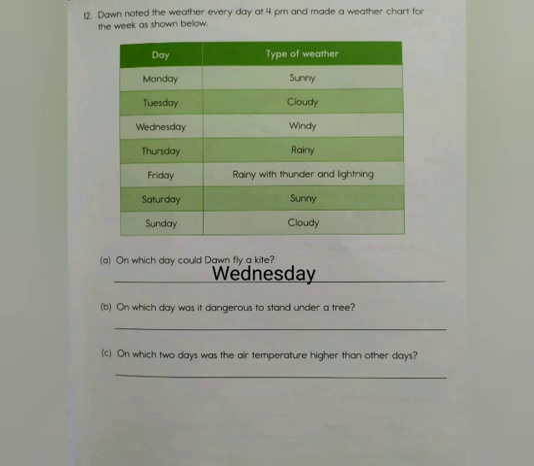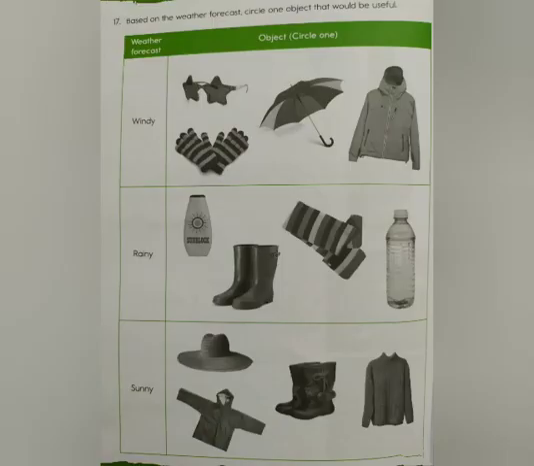Now, on which day was it dangerous to stand under a tree? On Friday because it was rainy with thunder and lightning. On which 2 days was the air temperature higher than other days? Monday and Saturday because it was hot and sunny. Now, our last question of the quiz. Pause the video now and come back for the answers.